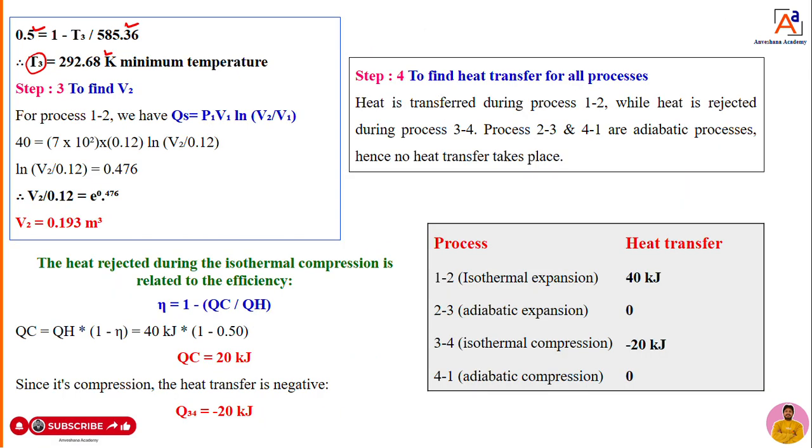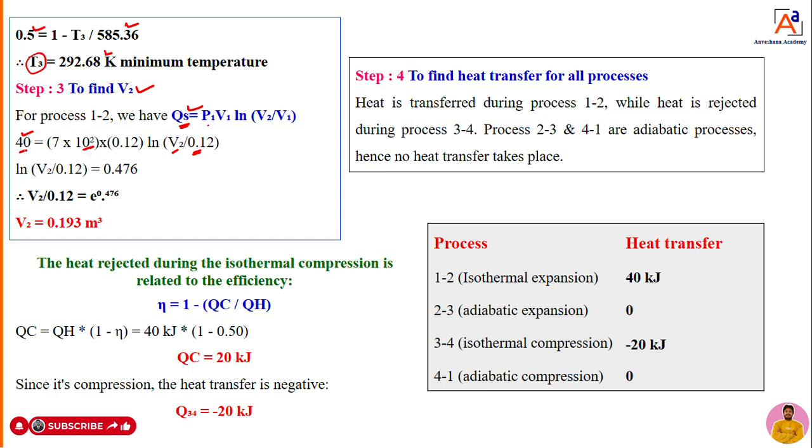Okay, fine. Now the second step is we need to calculate the volume at the end of the isothermal expansion. How to calculate that? We have again an equation. The heat supplied equation we know already: P1 V1 ln of V2 by V1. The amount of heat supplied during isothermal expansion he has given, that is 40 kilojoules. So 40 is equal to P1, in terms of kilopascal, 7 into 10 to the power of 2, into V1 0.12, then ln of V2, which you don't know, keep it as it is. Substitute the value of V1.